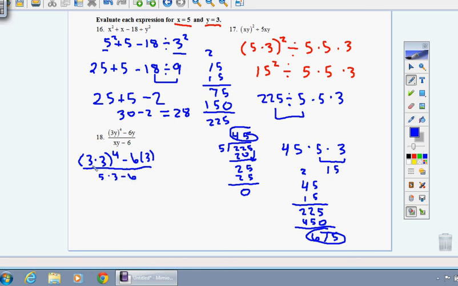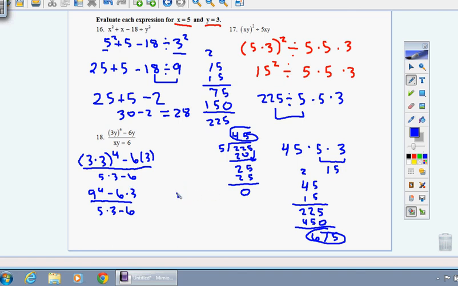Alright, so let's deal with the parentheses first, I'm sorry. So 3 times 3 is going to give me 9. So I have 9 to the 4th minus 6 times 3 all over 5 times 3 minus 6. Alright, do I have any exponents? I do. I have a 9 to the 4th. So what is 9 to the 4th? Well, that's 9 times 9 times 9 times 9. So what's that going to be?